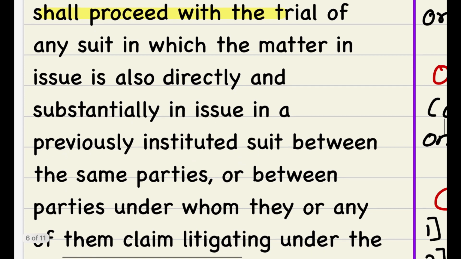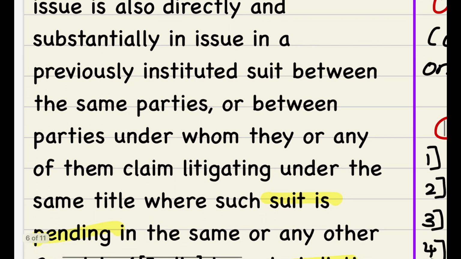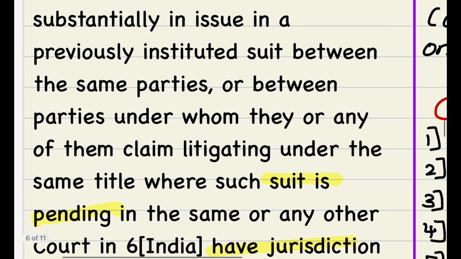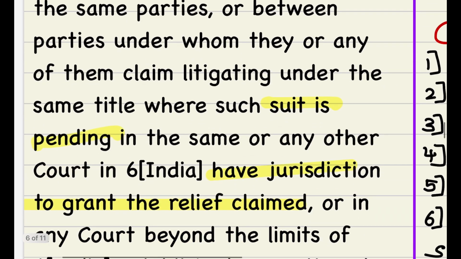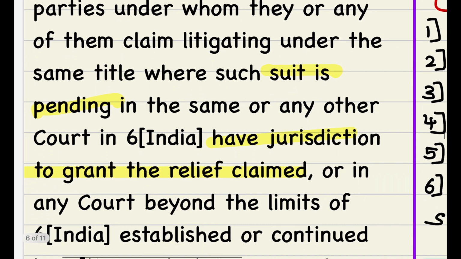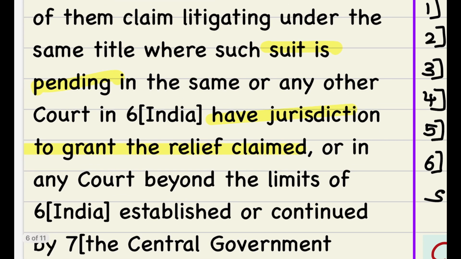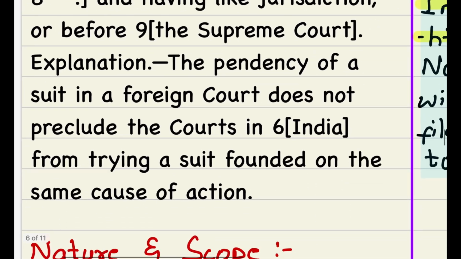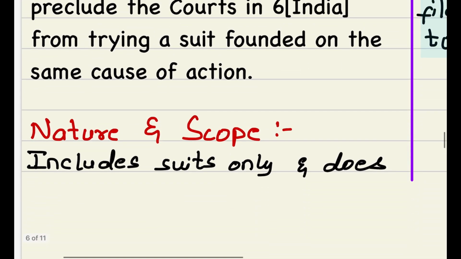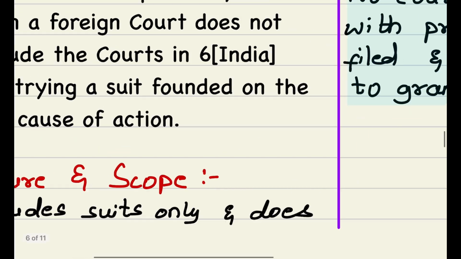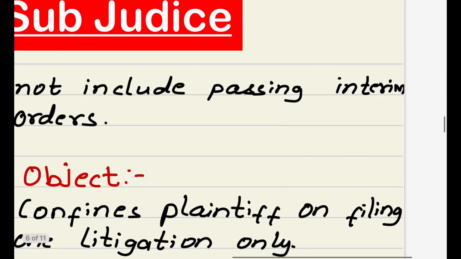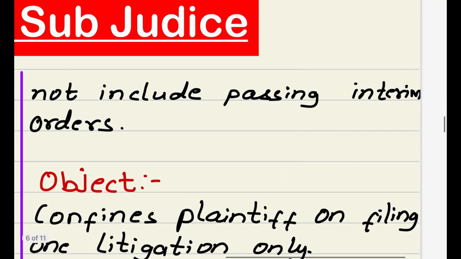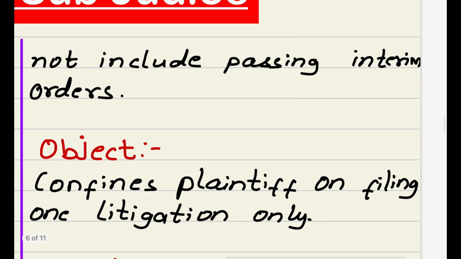No court shall proceed with the trial of any suit in which the matter in issue is also directly and substantially an issue in a previously instituted suit between the same parties. So the same section says the suit is pending in the court having jurisdiction to grant the relief claimed, but the plaintiff cannot go to a different court and file the suit again. This is res sub judice. Its nature and scope includes suits only and does not include passing interim orders. So the plaintiff can go to a different court to take interim orders.